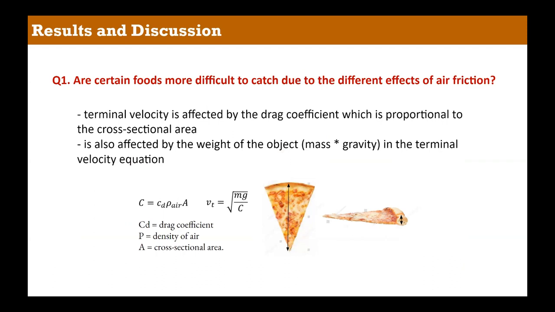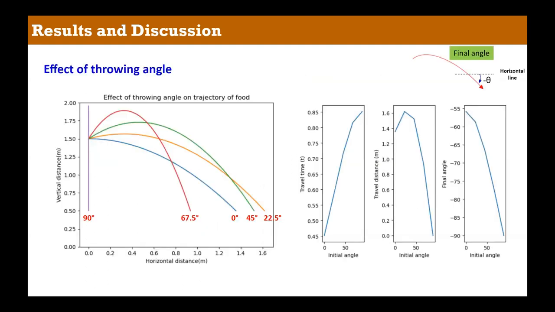So to answer our first question of whether certain foods are more difficult to catch, we think yes, definitely. This is because the terminal velocity is affected by the mass and drag constant, which in turn is affected by the cross-sectional area, as we can see in the equation. To take another example, the pizza on the right shows the different diameters, and this will hence affect the air resistance and the cross-sectional area.